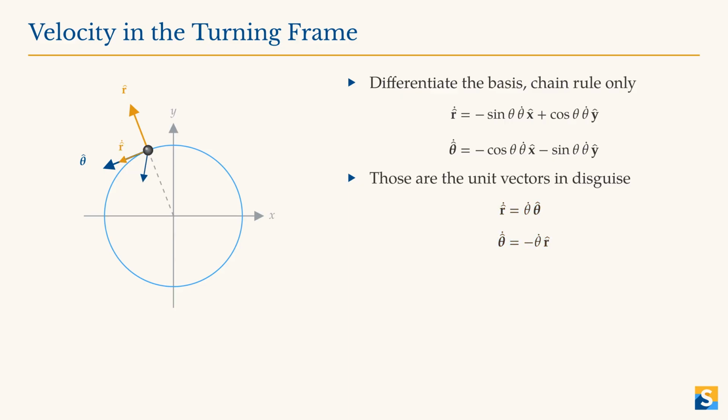Watch the two new arrows appear, each a quarter turn ahead of its parent. Rotation feeds each basis vector into the next. That is the whole machinery. Now, differentiate the position itself.